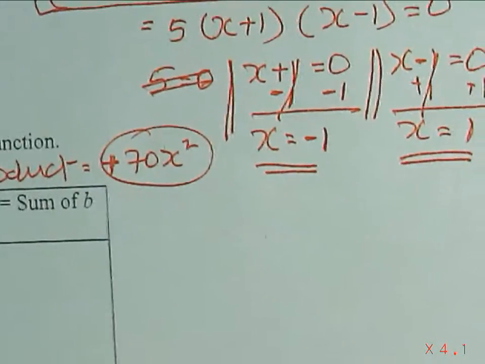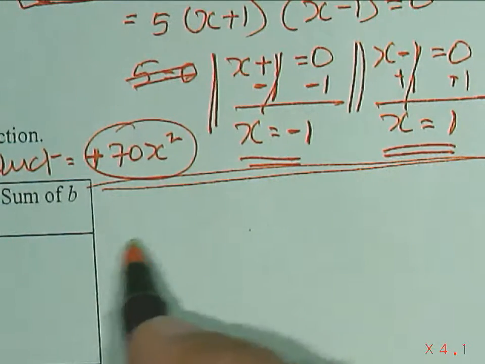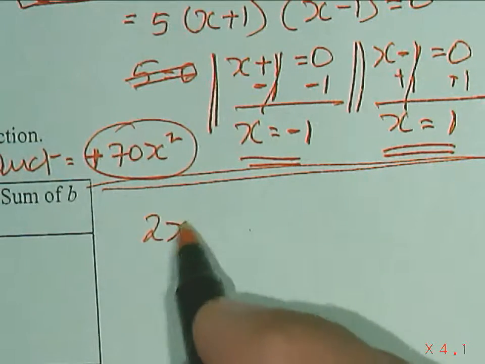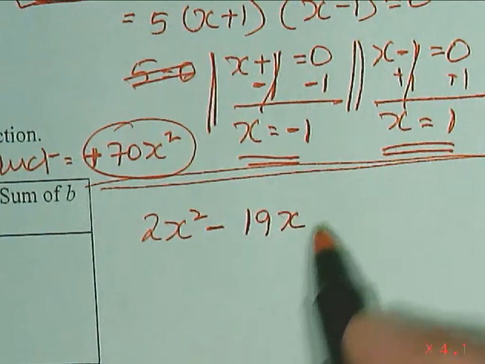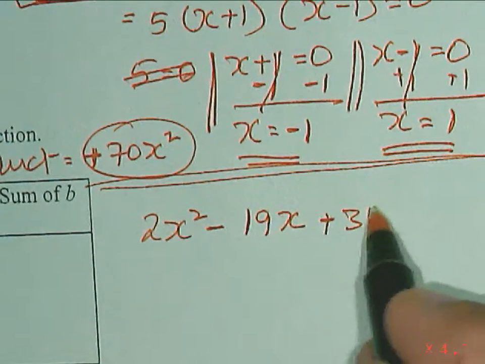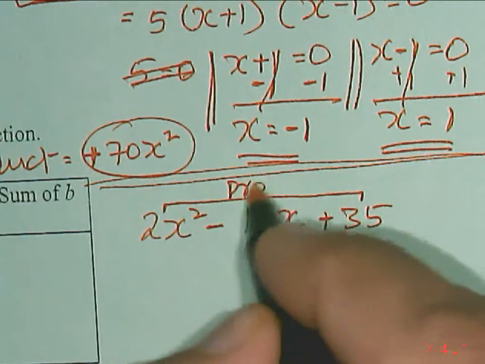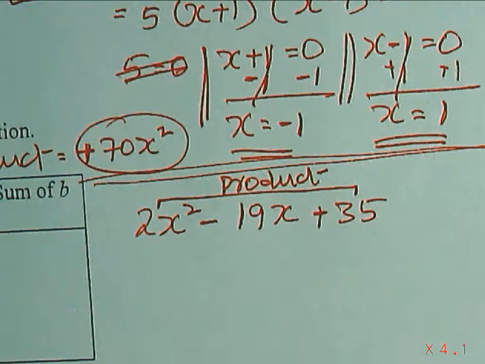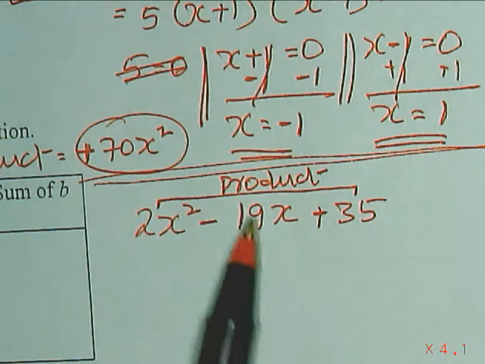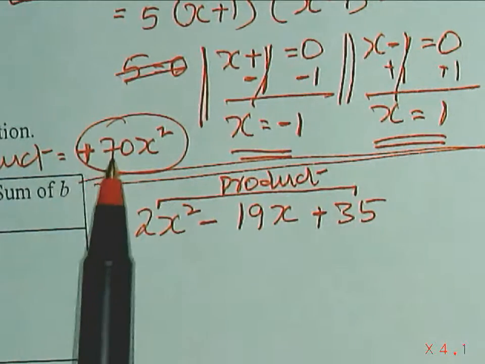Once again, I am copying the same question here. May I have all of your attention, please? The question is 2x square minus 19x plus 35. Here, in step 1, take the product of the last two terms. Here, the product is 2x square and again 35. When you multiply, you get positive 70.